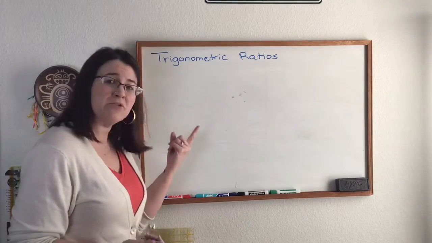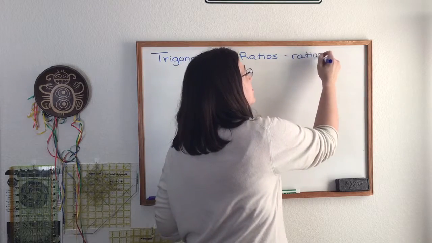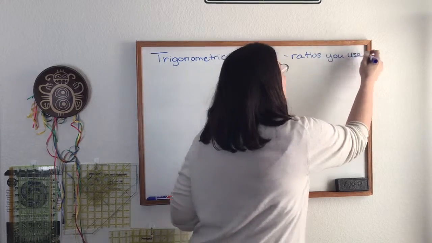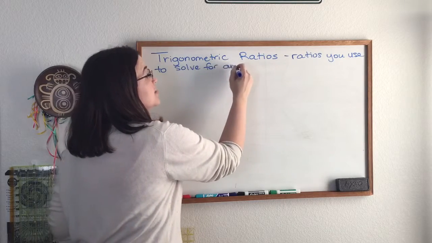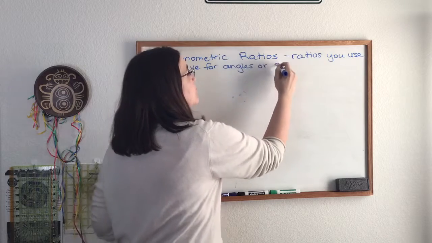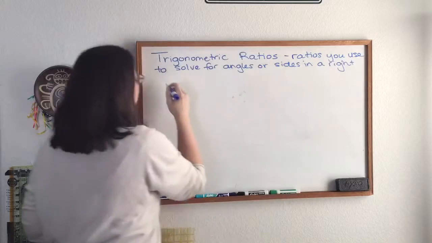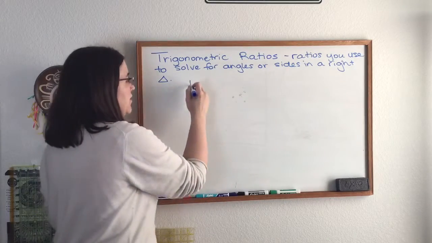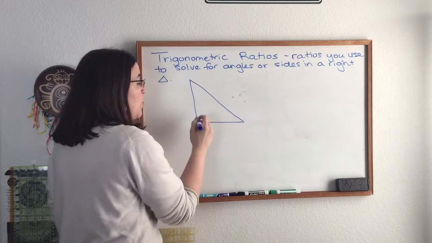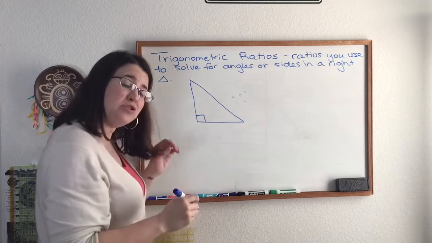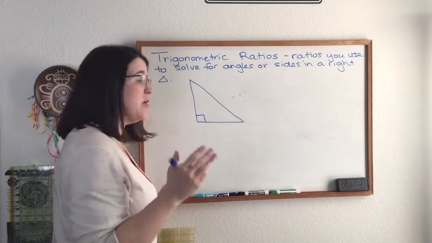Okay, trigonometric ratios are ratios you use to solve for angles or sides in a right triangle. All right, so the idea here is you have three trigonometric ratios and they're set in stone. But what changes is the side measures, and what changes is the angle that you use. So there are three trigonometric ratios.